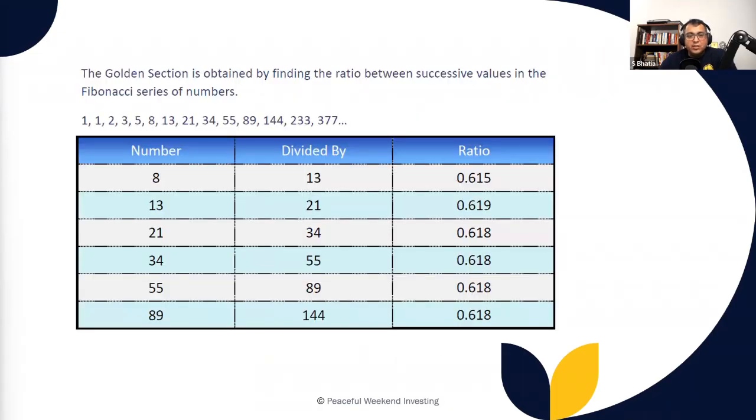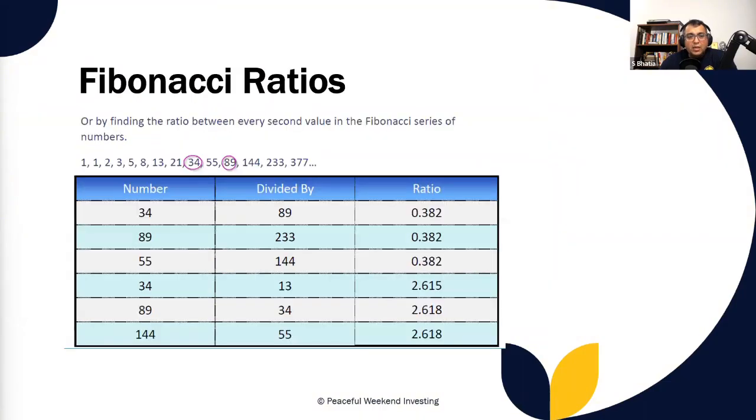And that's a simple chart which shows you. If you take 8 and divide by 13, you get 0.618, roughly around 0.618. But as we go along with bigger numbers, it will be 0.618 always. Okay. And that's what we're going to use in our tool as well, which basically plots that.